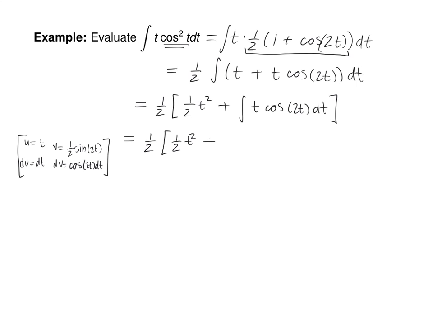Okay. Plus. And the formula there was what? uv minus integral v du, right? Okay, so uv is 1 half t sine 2t minus a half integral sine 2t dt.